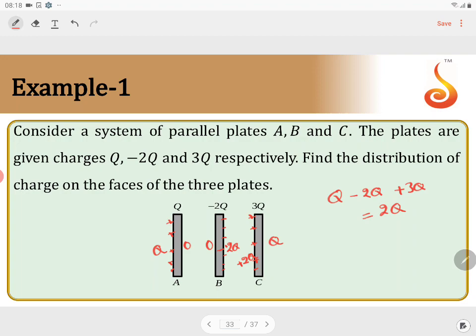But what is the total charge given to the third plate? 3Q. So satisfied, 2Q plus Q: 2Q on this inner face and Q on the outer face. So 2Q plus Q, that is 3Q. So this is how charges will be distributed, and how charges will be induced on each and every surface. So here Q, here Q, here 0, here 0, here minus 2Q, here plus 2Q, here plus 2Q.